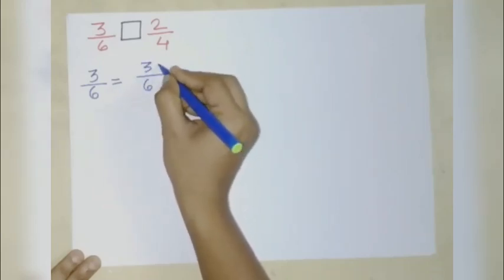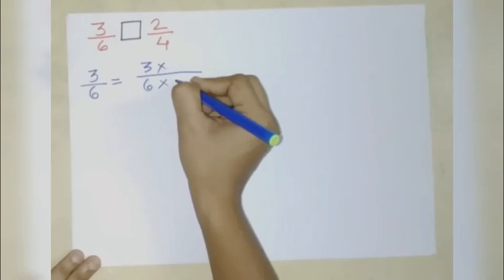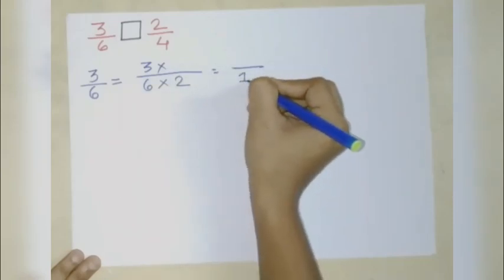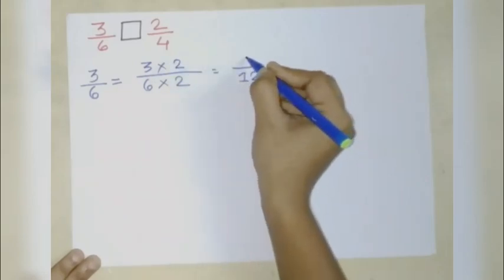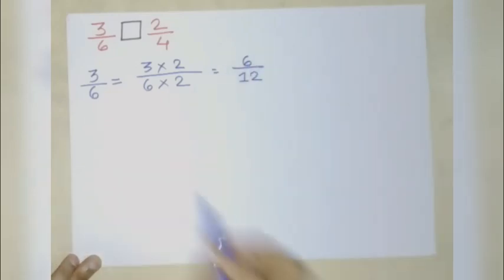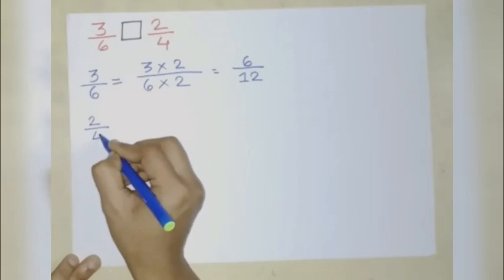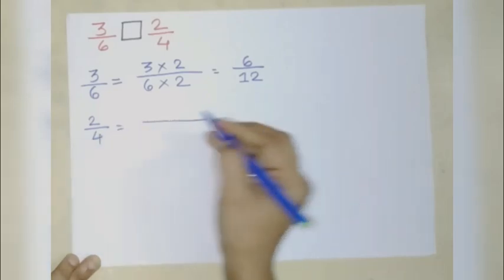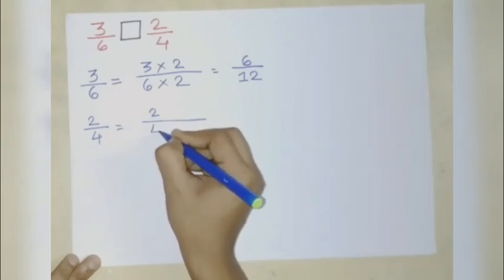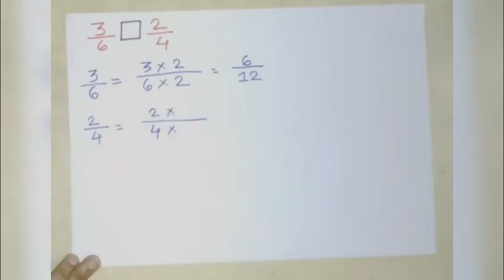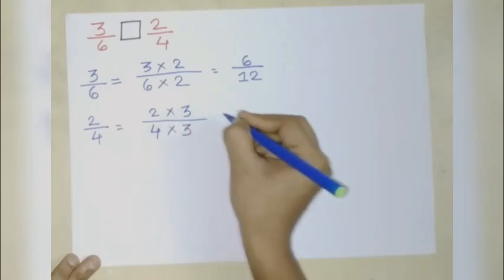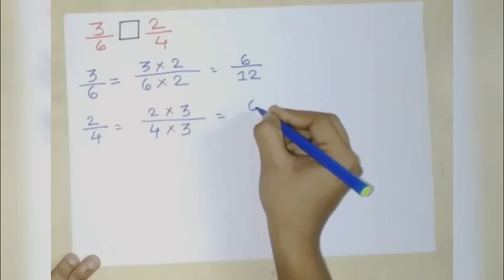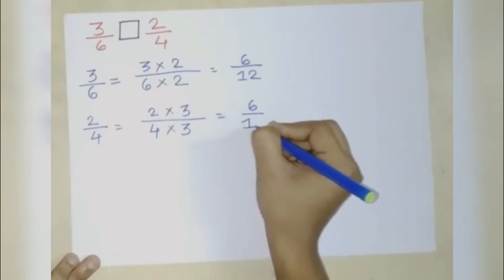3 upon 6 multiply by 2. So here we will get 6 2s are 12. Same thing we will do for numerator. So 3 2s are 6. In denominator we want 12 because 12 is the number which is coming in the table of 6 also and in the table of 4 also. 4 3s are 12. Same we will do for numerator. 2 3s are 6. 4 3s are 12.